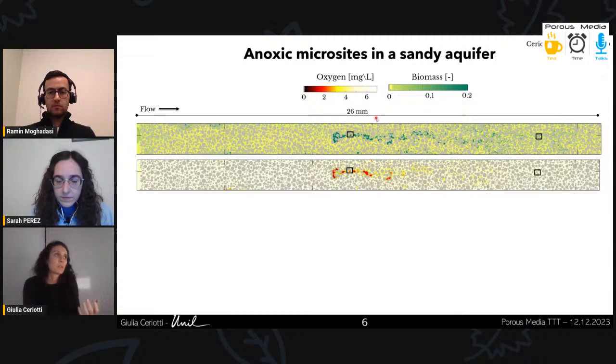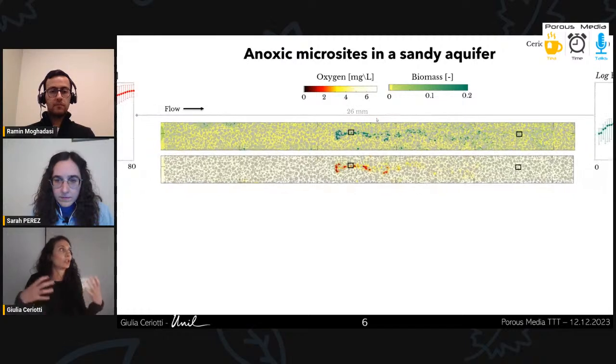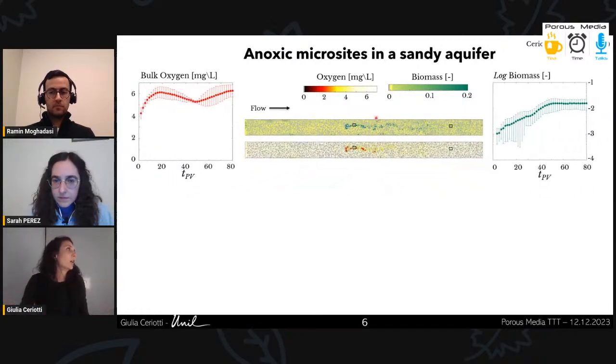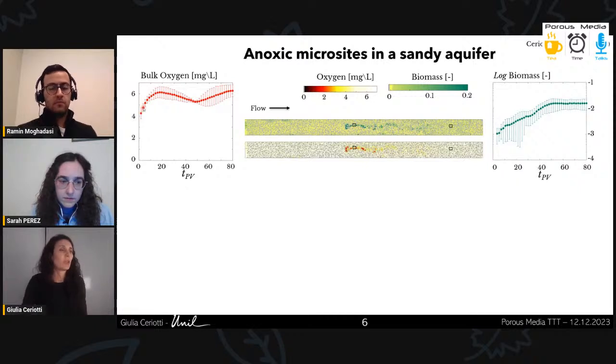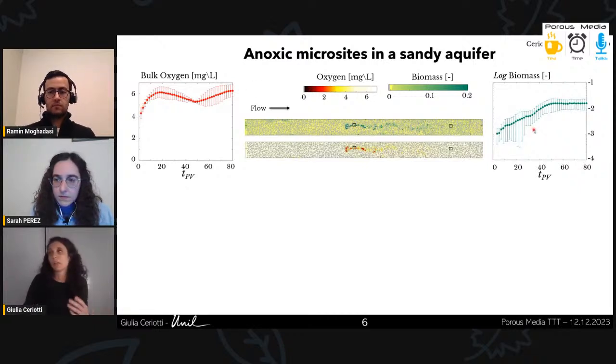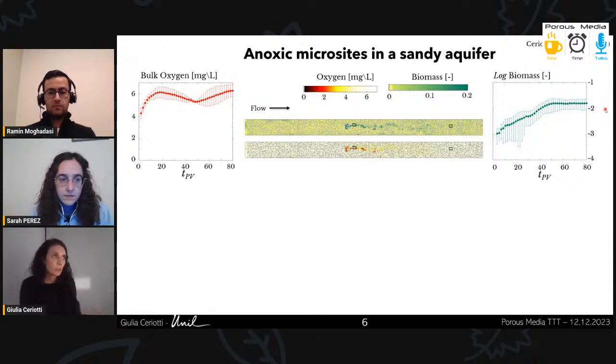So if I take one step back from the map, I can still characterize the system in a traditional way, according to bulk quantities. If I look at the bulk oxygen, which means essentially the average concentration of oxygen in this map, I can see that my system stays fully oxic for the entire duration of the experiment. The biomass has a typical logistic shape, so we have an exponential growth phase followed by a stationary phase, which is exactly what we expect when we have aerobic bacteria growing in a chip.